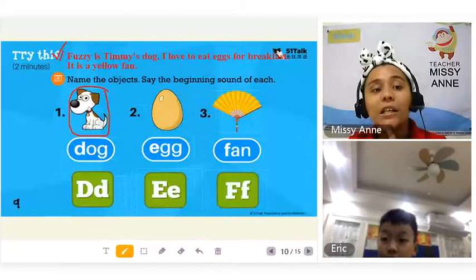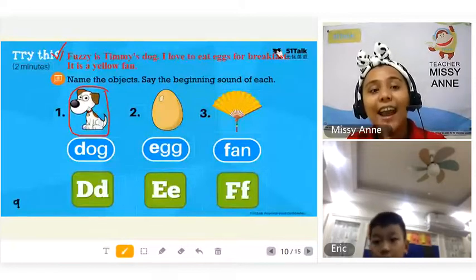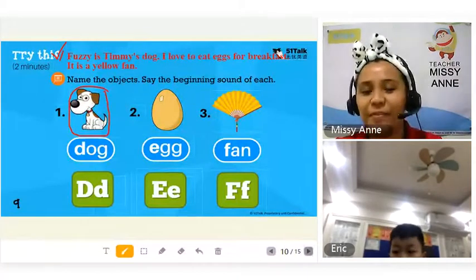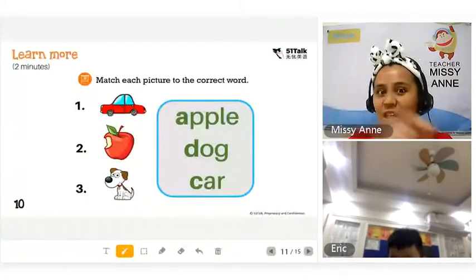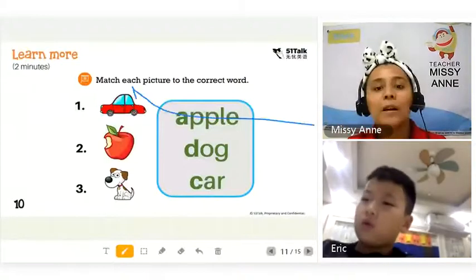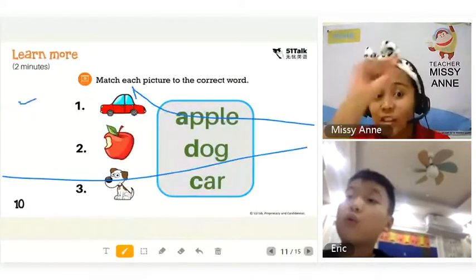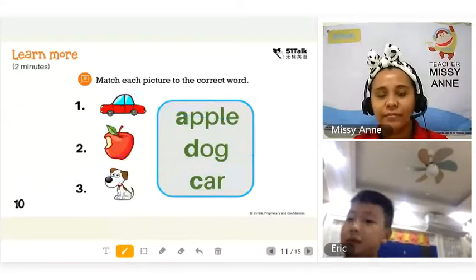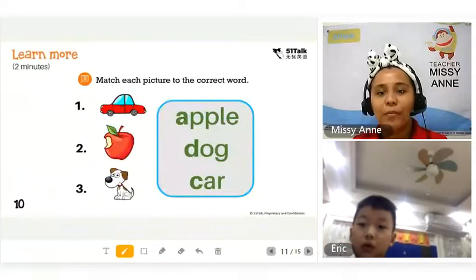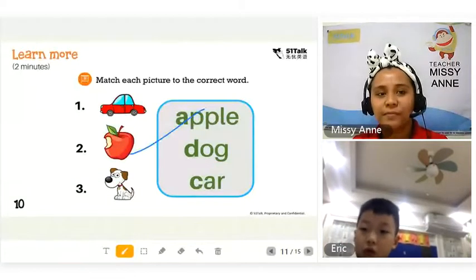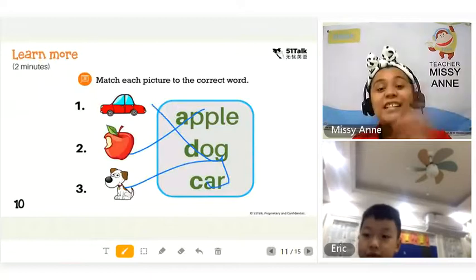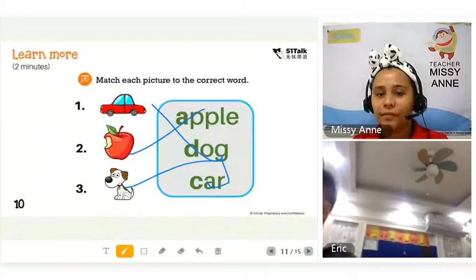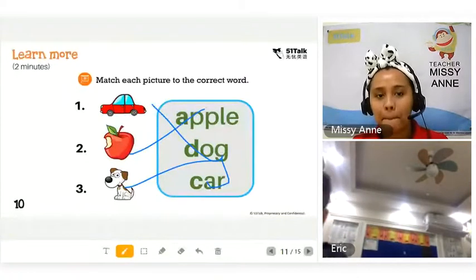Okay, say eggs. Eggs. Okay, say egg. Egg. That's awesome. Okay, now Eric, match the picture to the correct word. Apple. Very good. Okay, say apple. Apple. And say dog. Dog. And say car. Car.